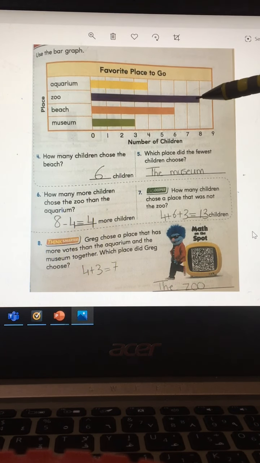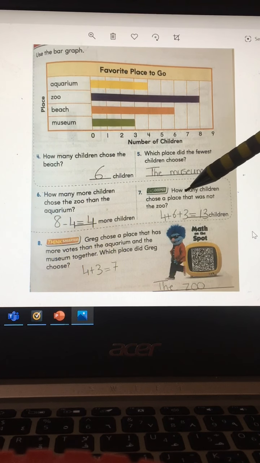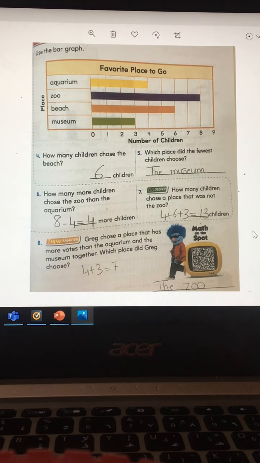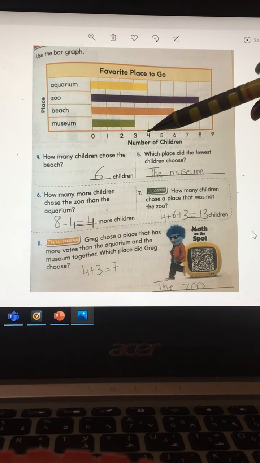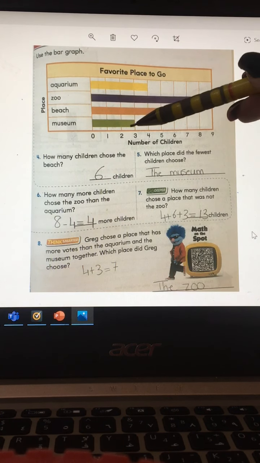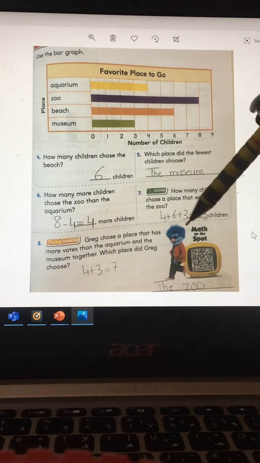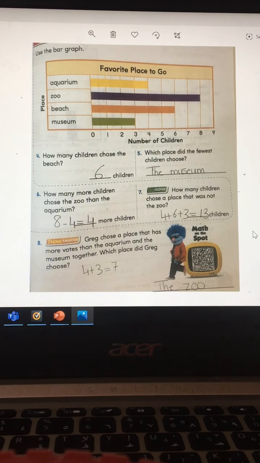I'm not going to count the zoo because he is asking me not to count the zoo. He is asking me about the places that were not the zoo. So I have 3 other places: the aquarium, the beach, and the museum. 4 children chose the aquarium, so I'm going to write 4. 6 children chose the beach, so I'm going to write 6. 3 chose the museum, and I'm going to add the 3 numbers. 4 plus 6 is 10, and 10 plus 3 is 13. So 13 children chose a place that was not the zoo. Now let's move on to question number 8.